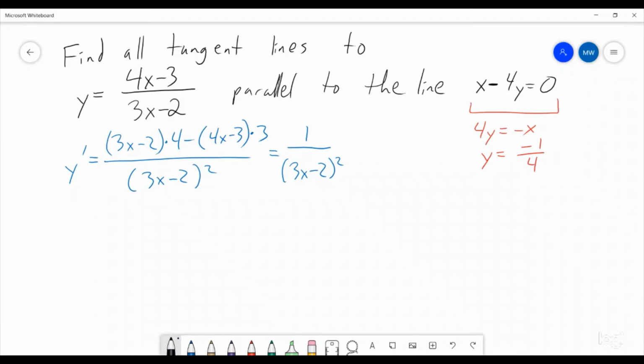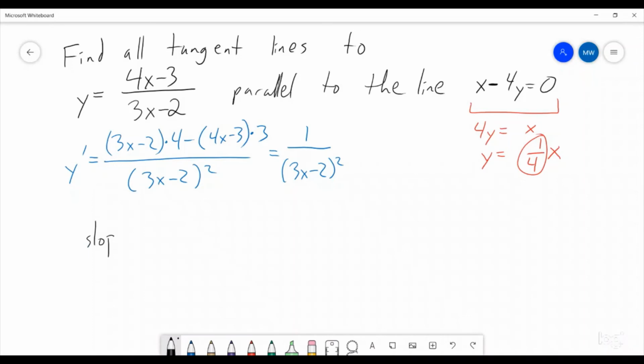x minus 4y equals 0. Okay, so that means that all of our signs are positive. So we are looking for when y is positive 1/4 x. Wow, I was really bad there. Okay, so that's what we're trying to do. So we're trying to find where the slope is 1/4. So we are going to solve that.